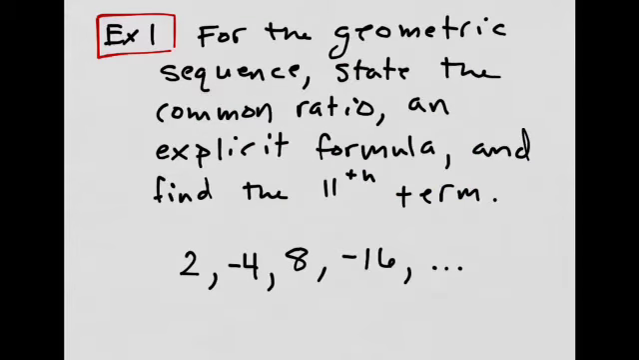So for the geometric sequence 2, -4, 8, -16, state the common ratio and an explicit formula, and find the 11th term. So there's 3 things: the common ratio, which is R, a formula, and finding the 11th term. We're using the same thought process, except for now it's R instead of the common difference, D.